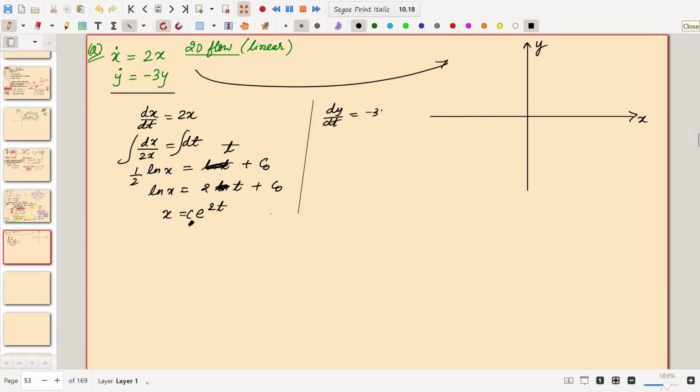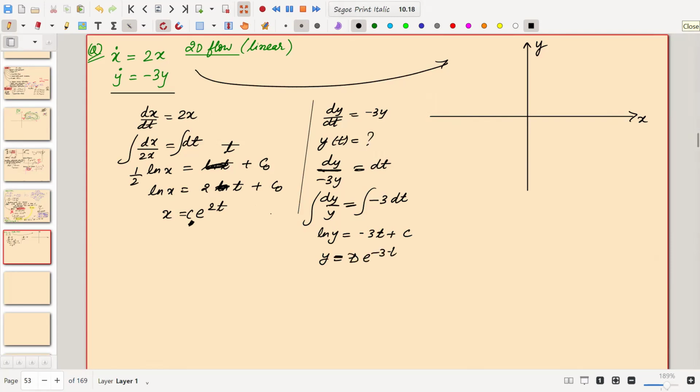So what should be similarly for y? So similarly, what you can do? dy by y equals minus 3 dt, right? So ln y equals minus 3t plus c. Okay. So what you get? y equals some constant times e to the minus 3t, right? Got the idea?